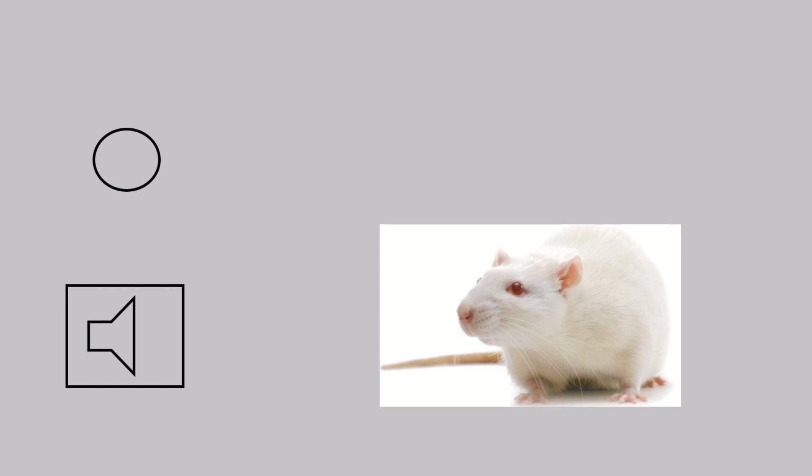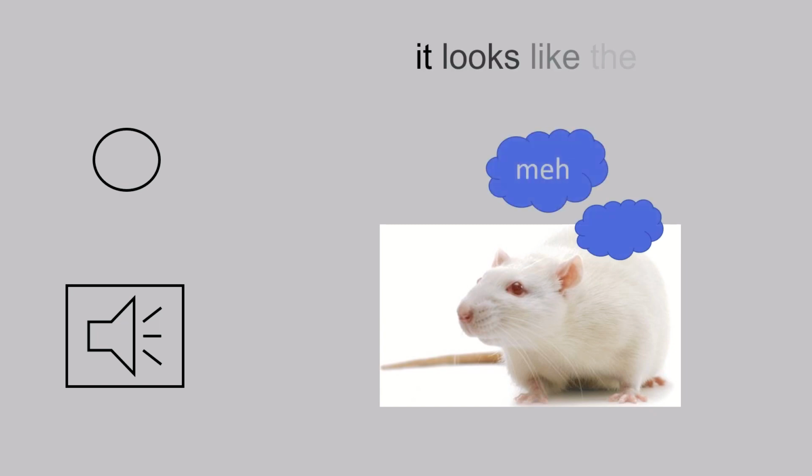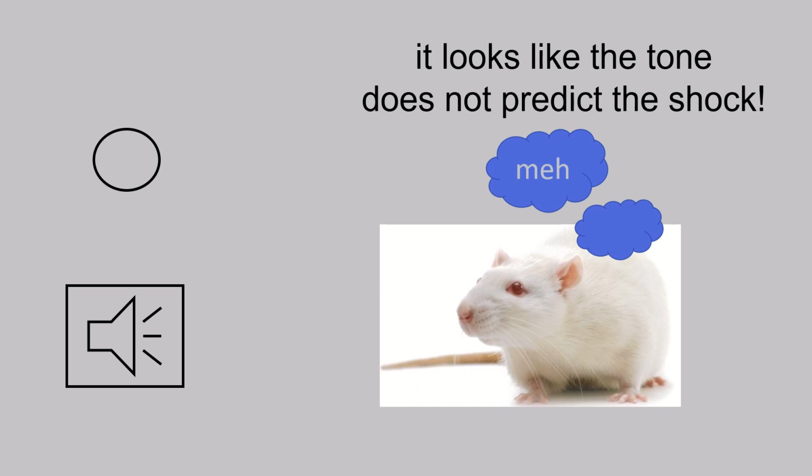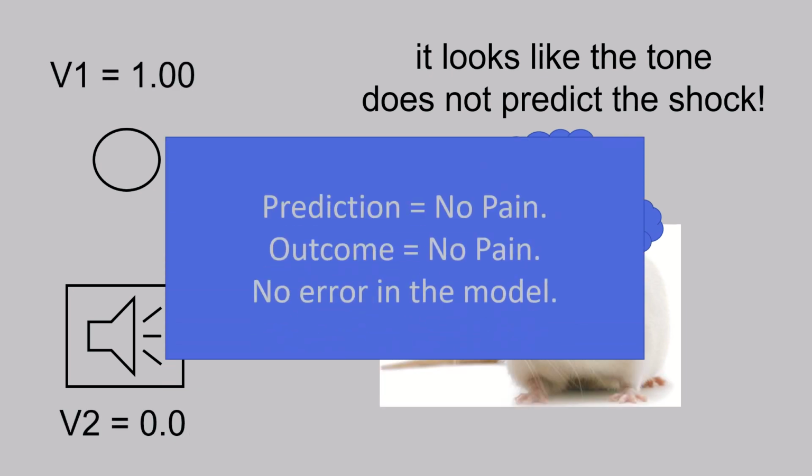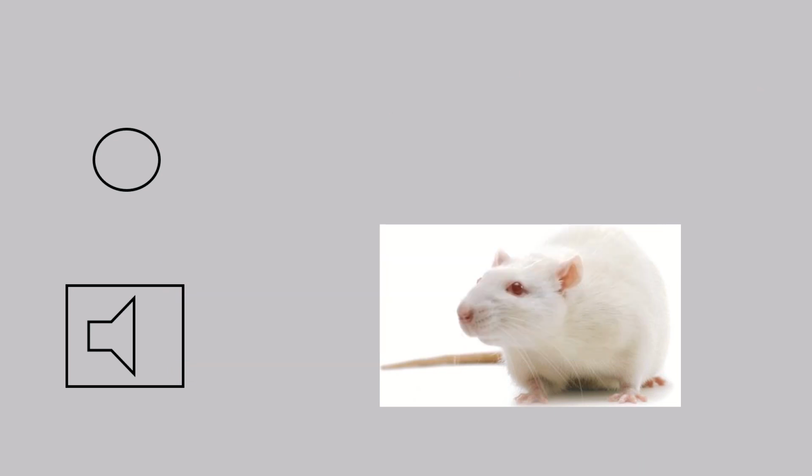Let's say that this third trial, the speaker comes on, but the light doesn't. In this case, Maestro is just wondering, hey, who cares, right? Because it doesn't look like the tone is going to predict the shock, and so he hasn't really learned anything. These values are going to be unchanged. So when we look at our model, we predicted no pain, and the outcome was no pain, which is great. Let's look at the fourth trial here.